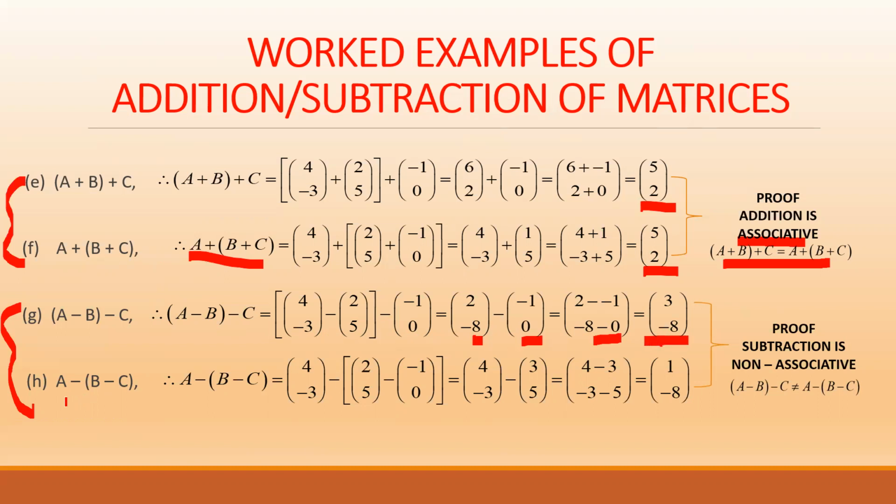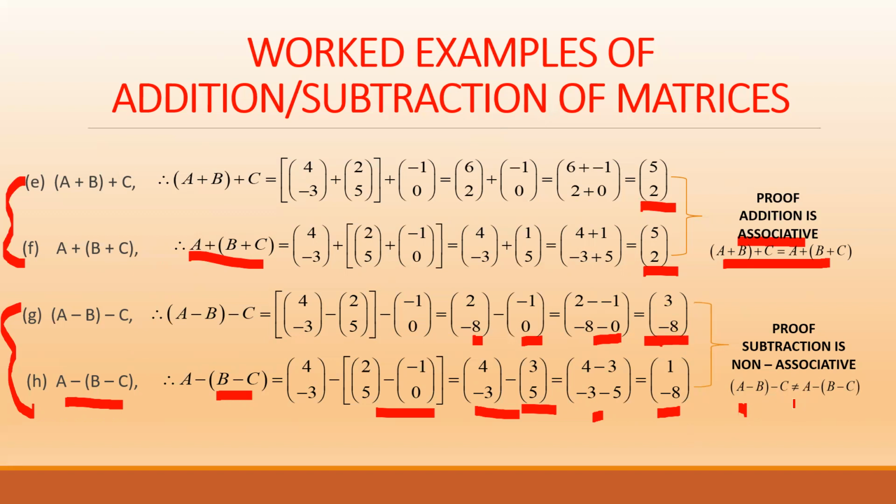Now we must prove the next part, which is the 3 matrices, subtraction sign between them, and we group the last 2. Because we group the last 2, we work that out first, and we get this, and then we put back our A, which is here, and then we subtract, and we get this. Now, are these two matrices the same? No, they're not the same. So it therefore means that subtraction of matrices is non-associative. And that is how we write it, guys. They're not equal. See, the results are different. One is 3, negative 8, and one is 1, negative 8. So they're not the same.